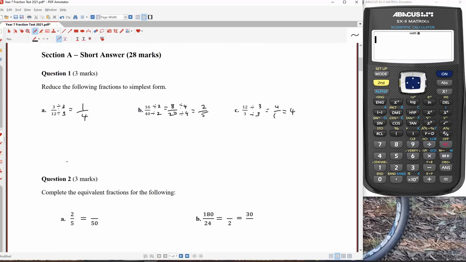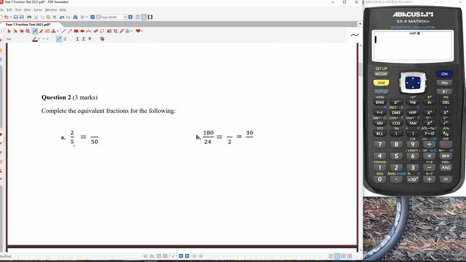Okay, question 2 required us to complete equivalent fractions for the following. So what do I do to 5 to get it to look like 50? By using equivalent fractions, times it by 10, times it by 10. That's 20 on 50. This one was a little bit harder because a lot of you would have thought, how do I get 24 into a 2?